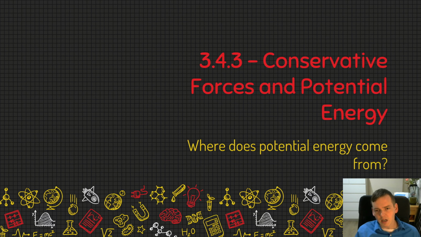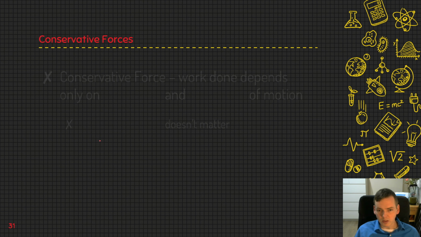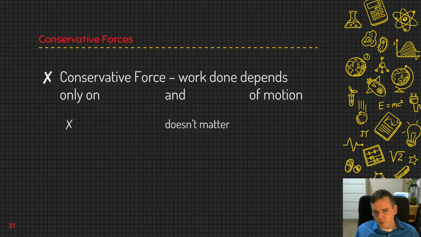The last thing that we want to talk about with conservation of energy is where potential energy actually comes from, and it's because of these things called conservative forces. So a conservative force, what is that? A conservative force is one where the work done by the force depends only on the starting and ending points of the motion. In other words, the path taken doesn't matter.